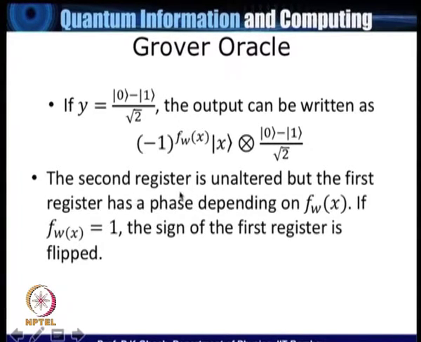You notice that this tells us that the second line or register is unaltered, but the first register has a phase depending upon the value of f_W of x. So this is what we talked about last time, and we will today try to see how this is going to be actually implemented. Last time we also defined a couple of operators.